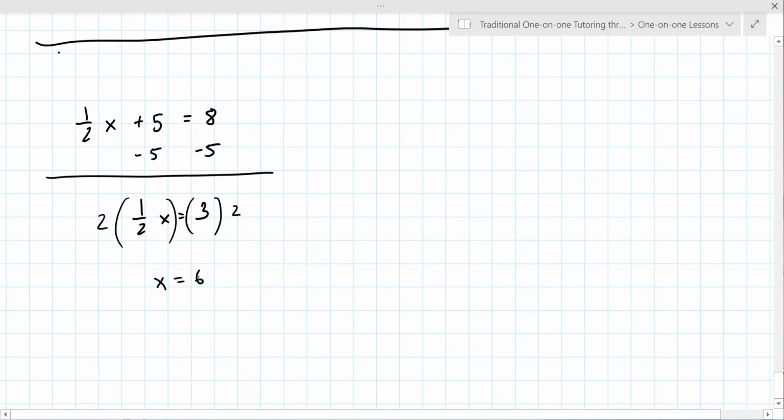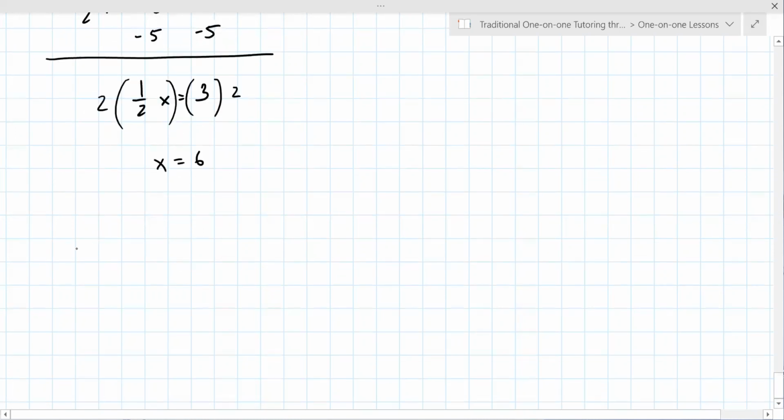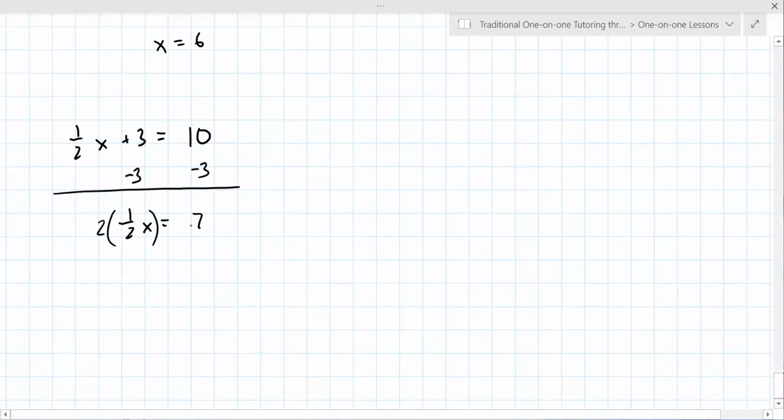Very good. Let's try another one here. 1/2 x plus 3 equals 10. What are you going to subtract both sides by? You're going to subtract 3 from both sides. Get 7. And then you do 2 times 7, which is 14. Very good.